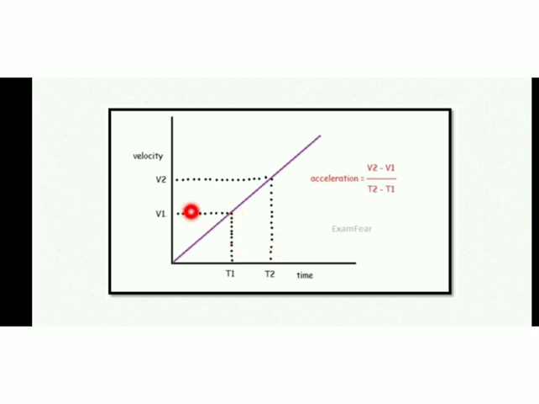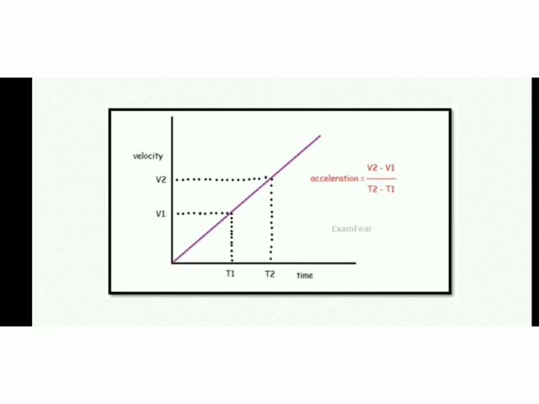Here two normals are drawn to the y-axis, which meet the y-axis at points v1 and v2, and from the 2 points, 2 normals are drawn towards the x-axis, which meet the time axis at the points t1 and t2. Just consider the difference between these 2 points. Here the difference is v2 minus v1, and here the difference is t2 minus t1. So (v2 minus v1) divided by (t2 minus t1) is the slope of this graph, and that slope gives us which physical quantity? Acceleration. So the slope of the velocity-time graph gives us acceleration.